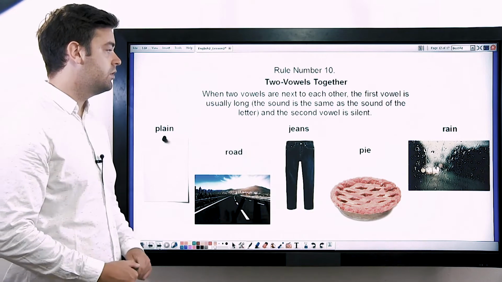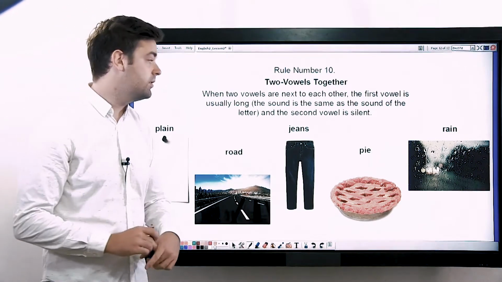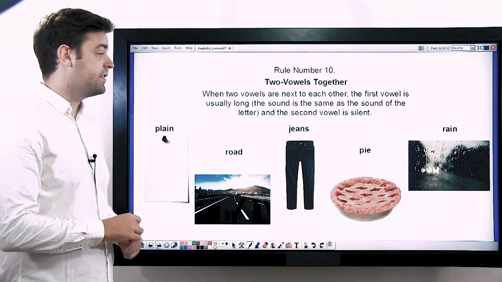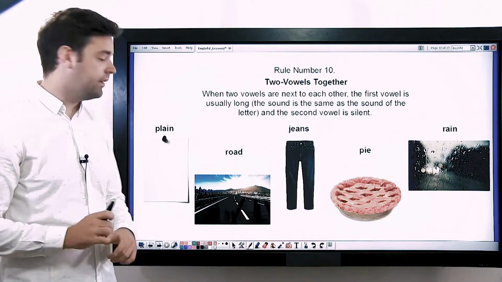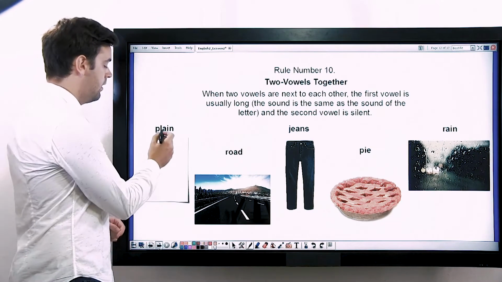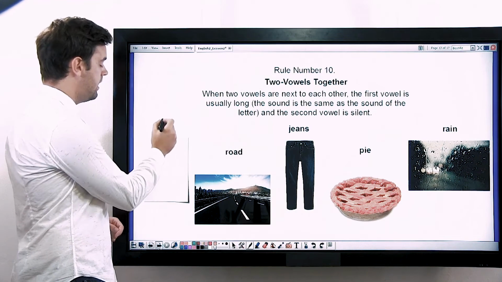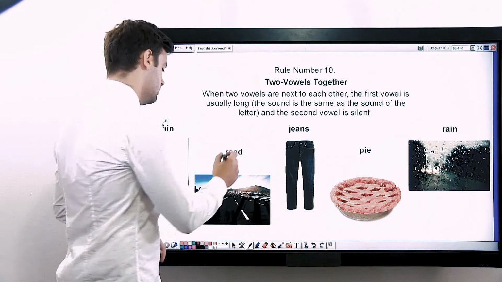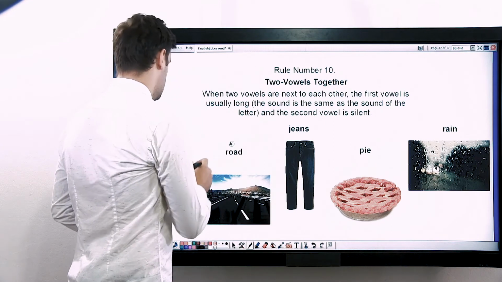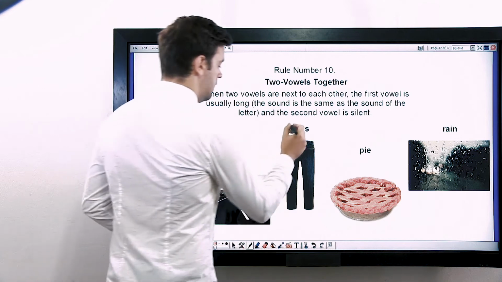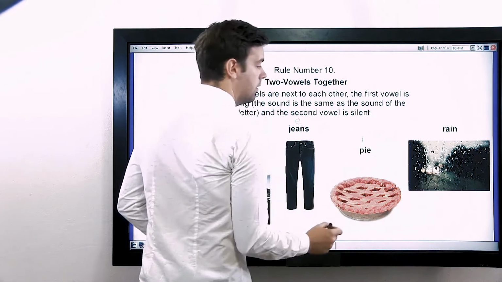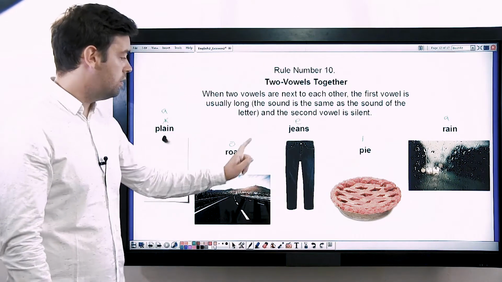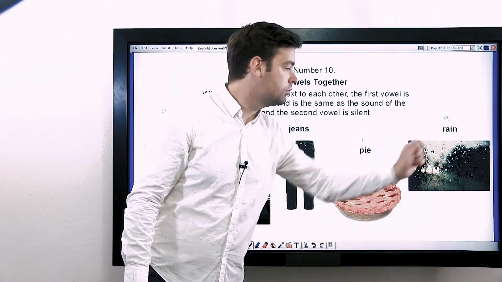And rule number 10, 2 vowels together. When 2 vowels are next to each other, the first vowel is usually long. The sound is the same as the sound of the letter, and the second vowel is silent. So here we have plain, A. The I, we don't really sound. Road, we have the big O. We have big A, E, I, A. Plane, road, jeans, pie, rain.